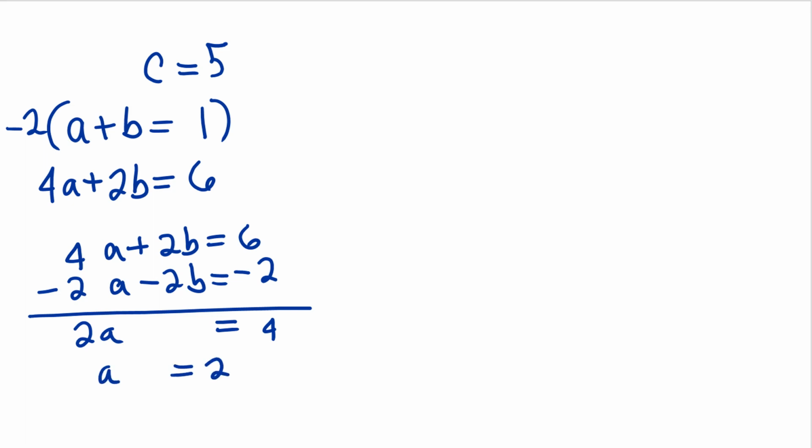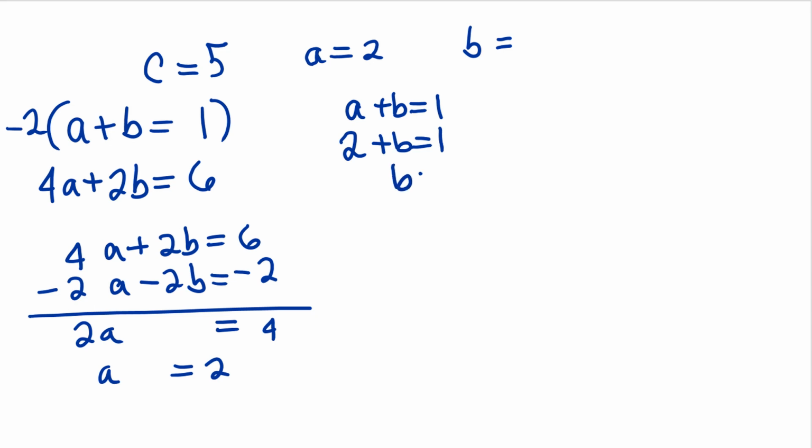So I've got c equals 5, a equals 2. The only other value I need to solve for is b. Let's use the equation a plus b equals 1. Since we've computed a to be 2, 2 plus b equals 1, and solving for b is negative 1.